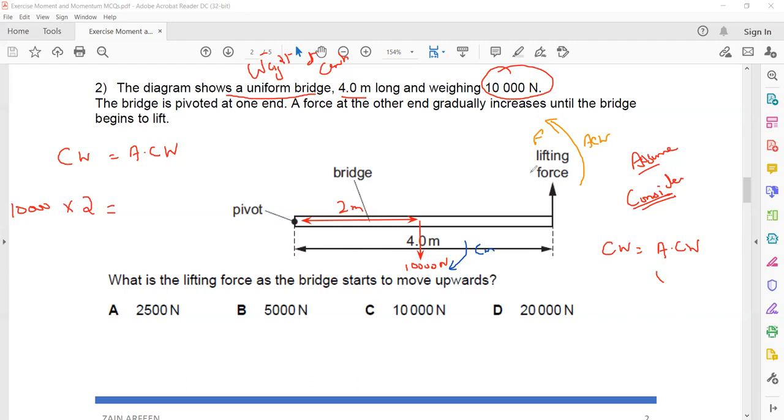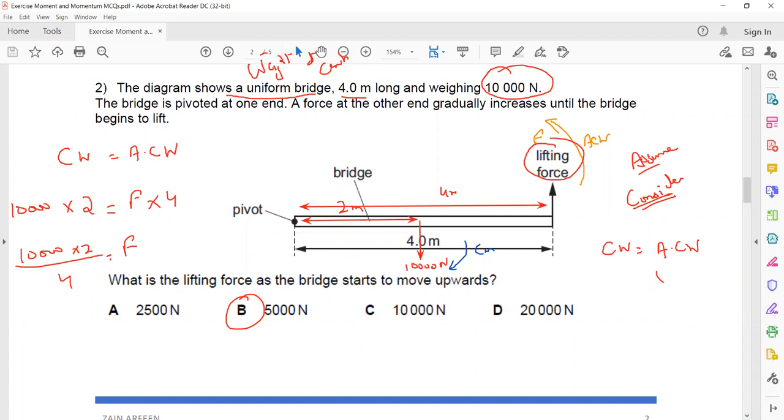And about the anti-clockwise moment, what is the lifting force? That is F. And what about the distance from the pivot? The lifting force is 4 meter from the pivot. So we write that as 4. This 4 is multiplied on one side, so on the other side it will divide. So it will be 10,000 multiplied by 2, which is 20,000. And 20,000 divided by 4 equals 5,000. So B will be the right answer.